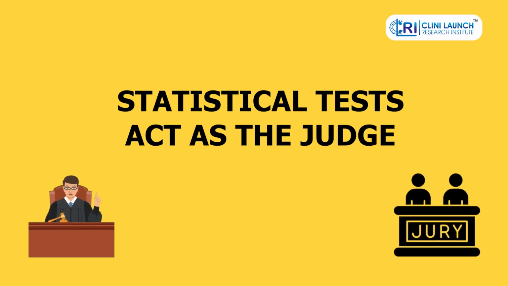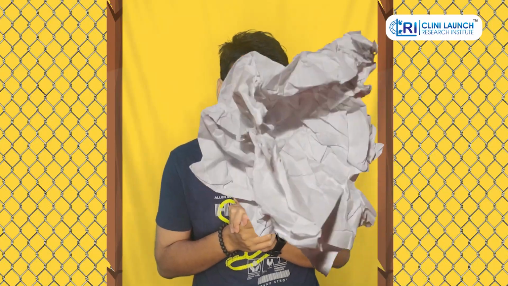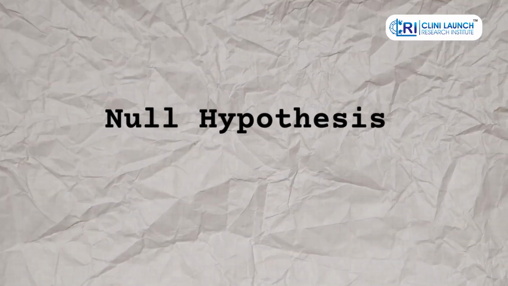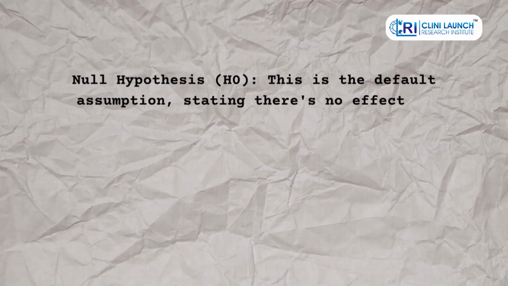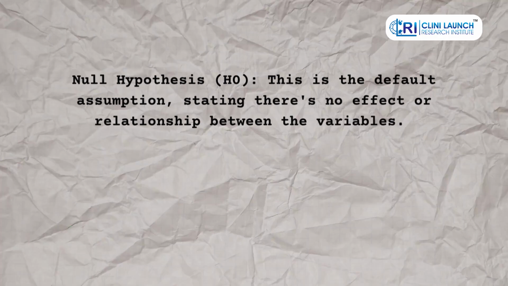The foundation of statistical testing lies in the hypothesis, a statement about a population parameter we aim to investigate. Now let's talk about this. Statistical tests act as the judge and jury, helping us assess the evidence for or against this hypothesis. We typically formulate two competing hypotheses. The null hypothesis is the default assumption, stating there is no effect or relationship between these variables.